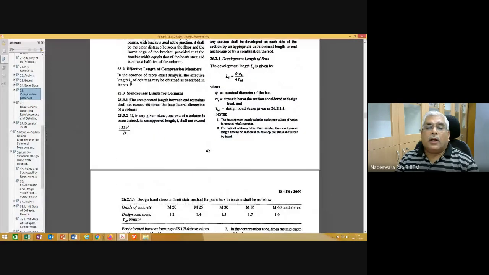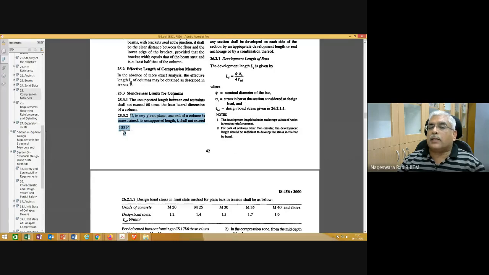Here, unsupported length of columns between the end restraint shall not exceed 60 times least lateral dimension. Because once you decide on the, please note that as a part of design, you may be recommending the section dimensions as well as the reinforcement details. So you need to make sure, or you need to do this check. Unsupported length between the end restraint shall not exceed 60 times least lateral dimension. If in any given plane each end of column is unrestrained, its unsupported length shall not exceed. These are the checks that you need to make before you release your design.